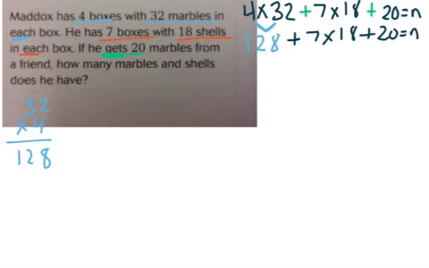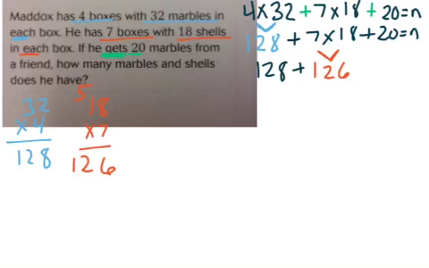Now I'm going to solve my next multiplication problem. So 7 times 18. 7 times 8 is 56. I carry my 5. 7 times 1 is 7. Plus 5 more is 12. Okay, I have to rewrite my problem. I'm bringing that 28 down. And then I'm bringing my plus 20 equals n down.